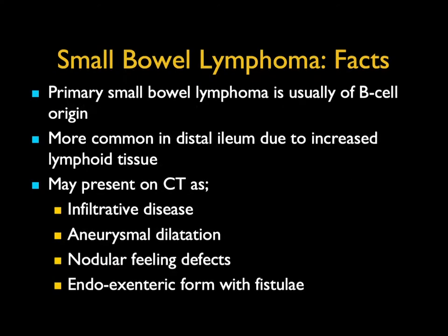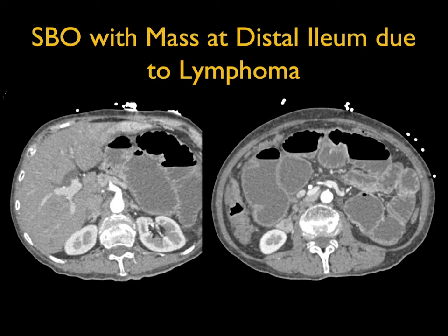Primary small bowel lymphoma, we said, was B-cell, again distal ileum, and the appearance can be anything from subtle infiltration to aneurysmal dilatation, to nodules, single or multiple, to a large ulcerating mass that's exoenteric in appearance. Presentations are variable. This patient had abdominal pain, this small bowel obstruction.